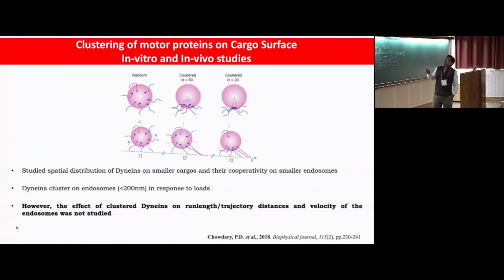The clustering of motor proteins on cargo surfaces has been studied by various groups using both in vitro as well as in vivo studies. For example, one group, Chaudhary et al., studied the spatial distribution of dynein clusters on small cargos and their cooperativity on smaller endosomes. However, the problem is that they did not quantify the relevant parameters for the collective transport, for example, run length, trajectories, and velocity.